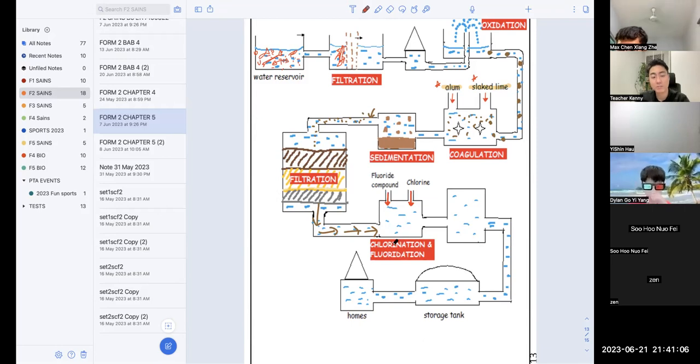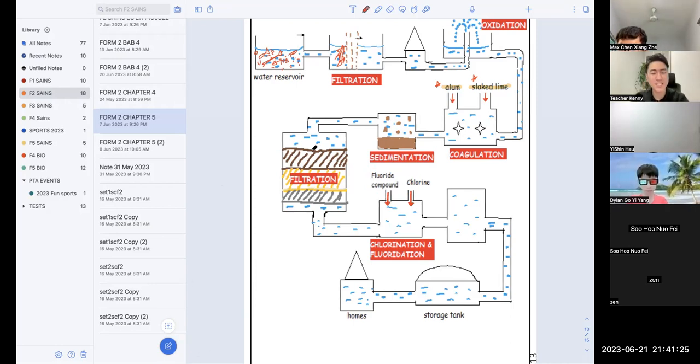Chlorine and fluorine. What is the use of chlorine? Just now we said, why do we add chlorine? To kill bacteria, correct? To kill bacteria. So that's the purpose of adding chlorine. Now, fluorine, fluoride, for what? Why do we add fluoride?